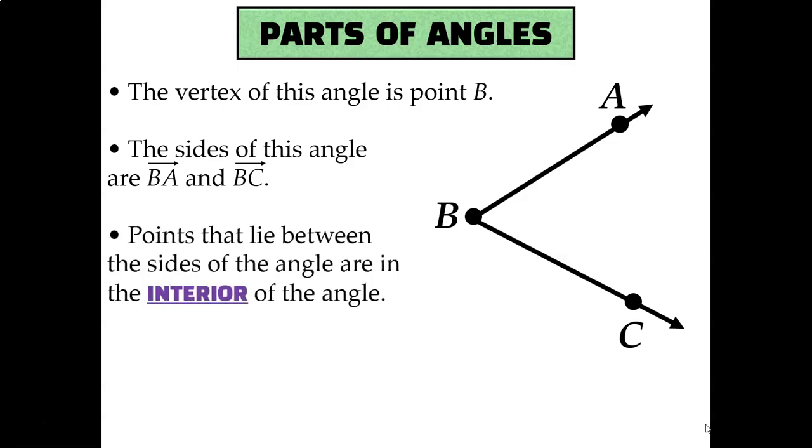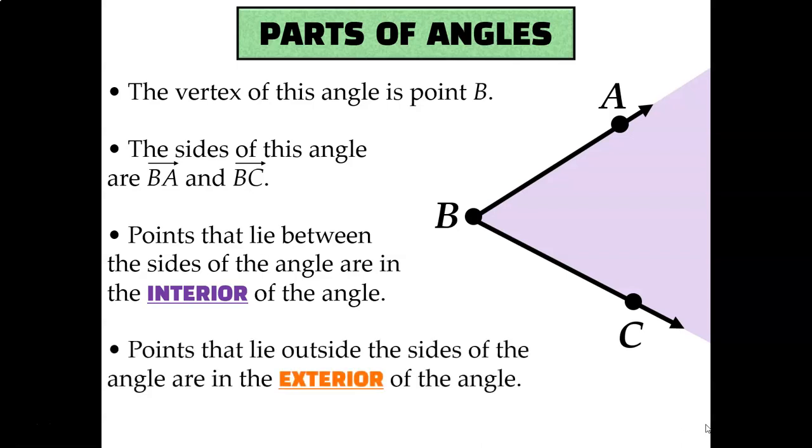All of the points that lie in between those two rays are considered to be in the interior of the angle. So this whole area shaded in purple is called the interior. And then the opposite of that would be the exterior. That's all the points that lie on the outside of those two rays, which would be everything else that is now shaded in orange.